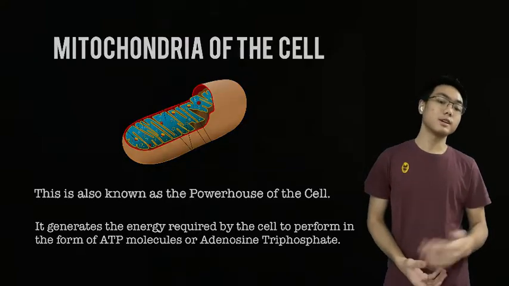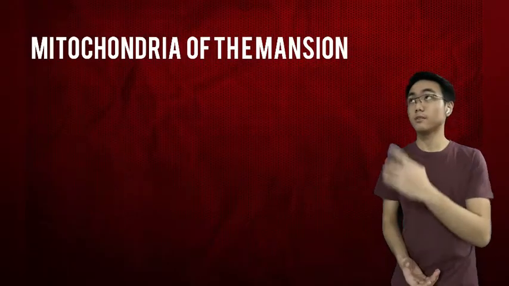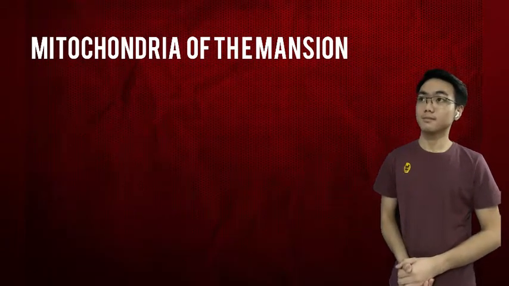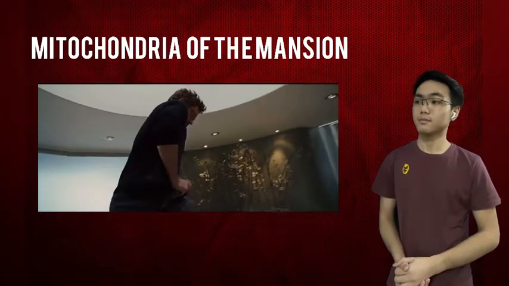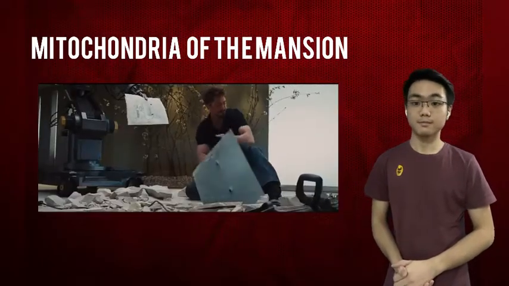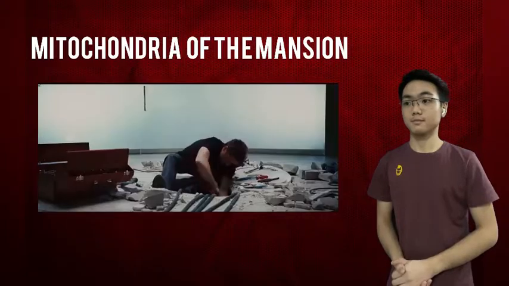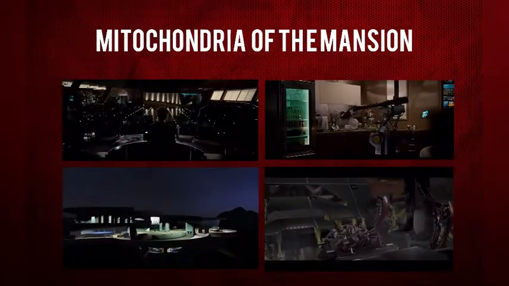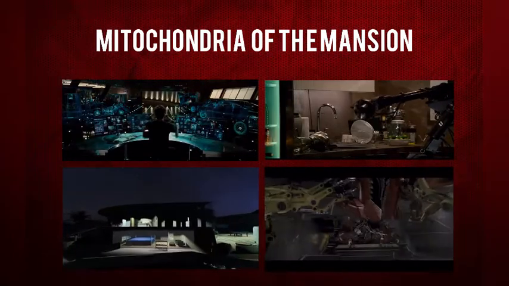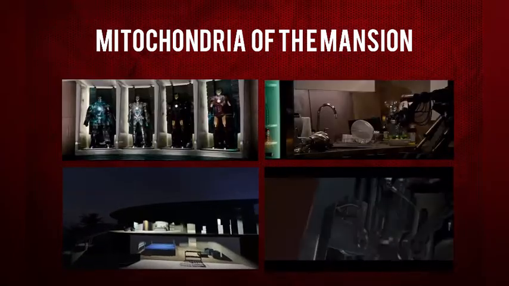So, Jarvis? Jarvis? Yes, sir. There, my apologies. The mitochondria of the mansion is the electrical generator that can be seen in this clip below. In this clip, it was used to directly power one of Mr. Stark's machines for his inventions. But this is actually what powers everything inside the mansion, including myself. It's like how the mitochondria of the cell generates the power needed by the cell.